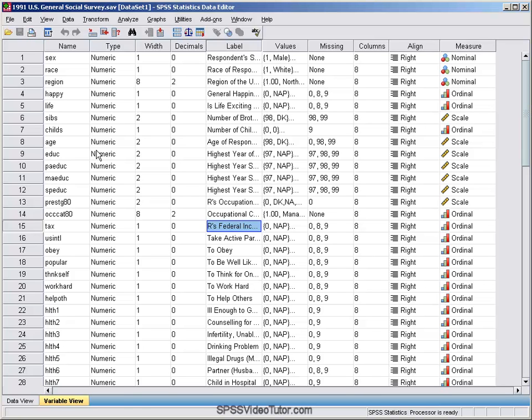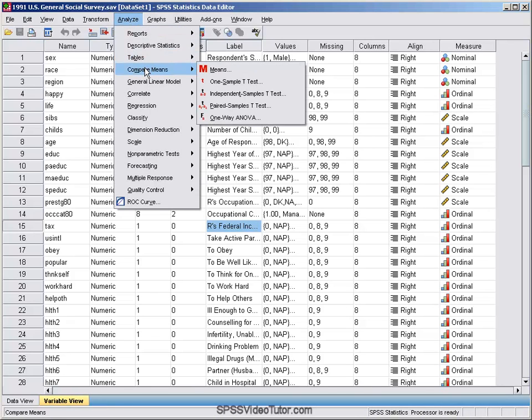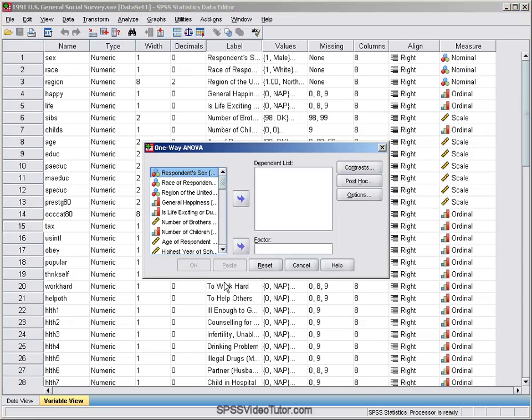So a doctor would have a high occupational prestige score, while a street sweeper would have a low occupational prestige score. The first step is to go to Analyze, then Compare Means, and then down to One-Way ANOVA. Next, we find occupational prestige score, and we move it into the dependents list.